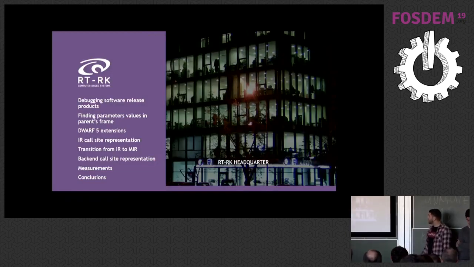Here are the points we're going to talk about today. Firstly, we'll start with some general story about debugging software release products. Then we'll describe a technique that can be used within a debugger for finding actual values of function parameters, even when they are described as optimized out. After that, we will point to some parts of our implementation in LLVM that we made to support this feature. And at the end, we'll show you some numbers that confirm that we are improving debug location coverage.